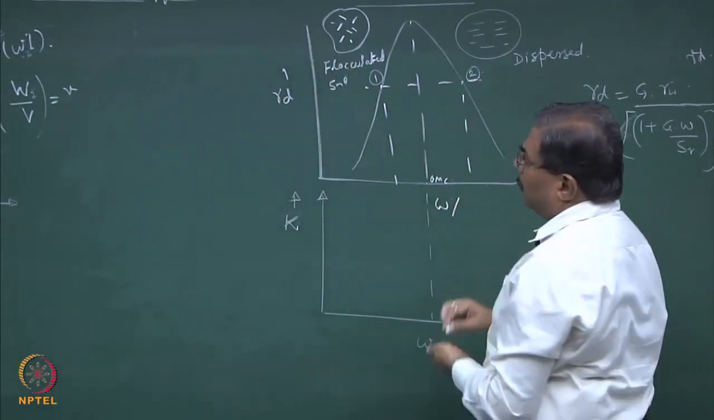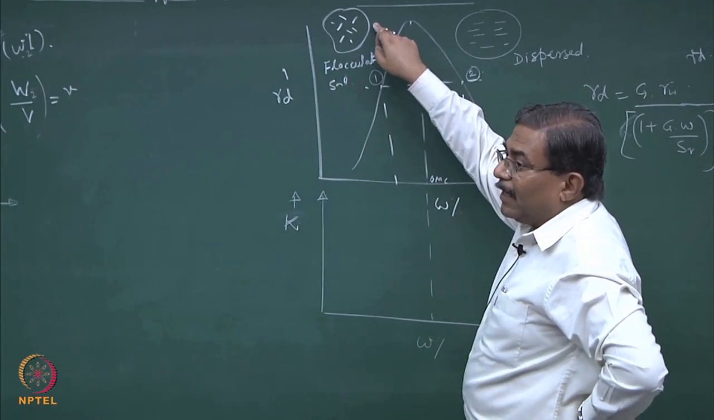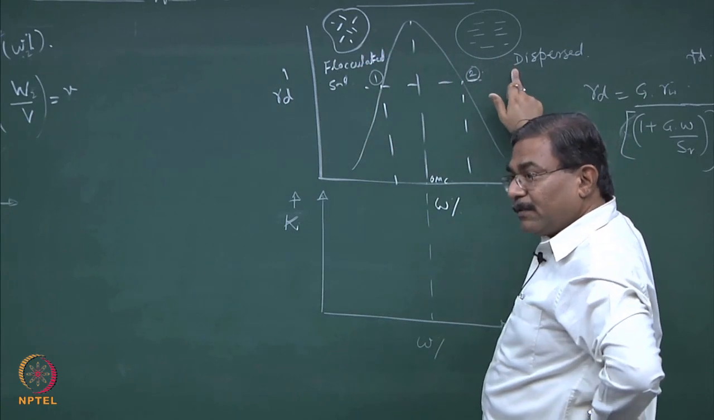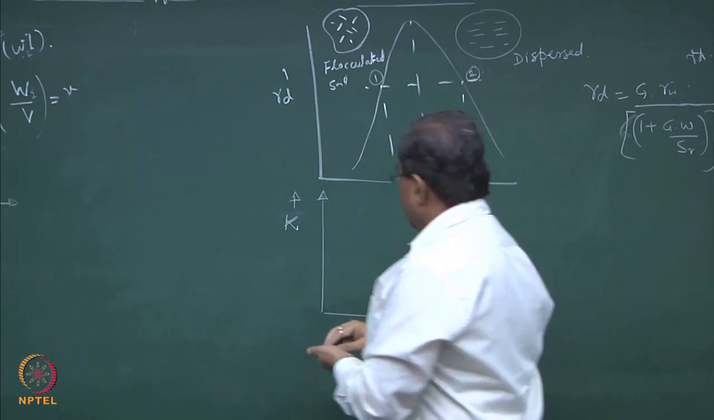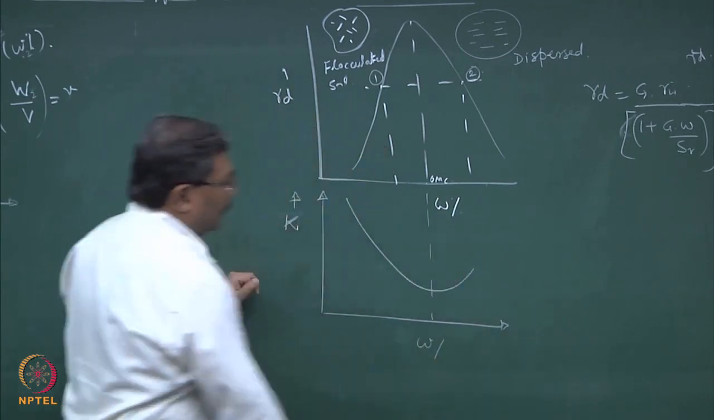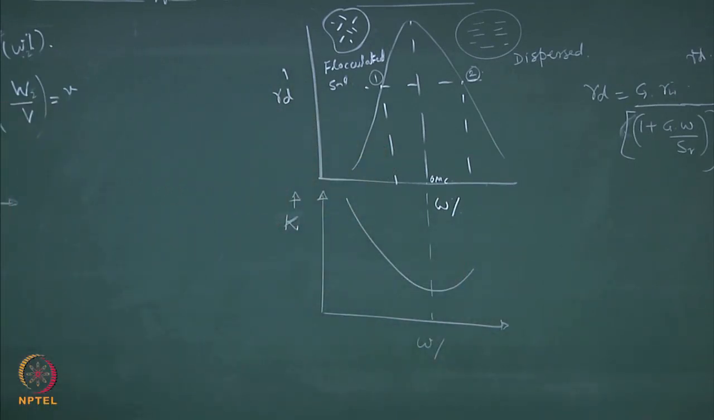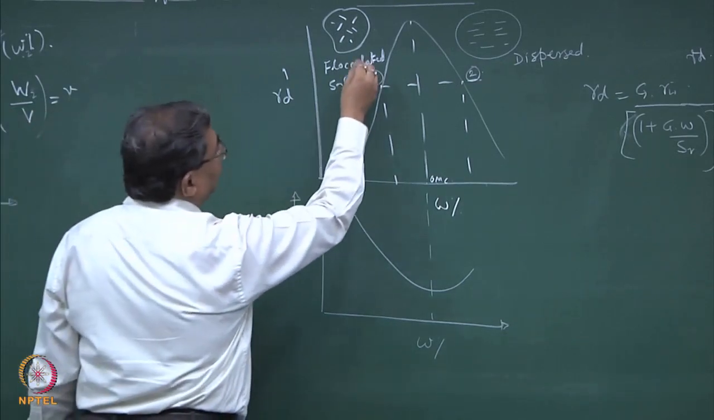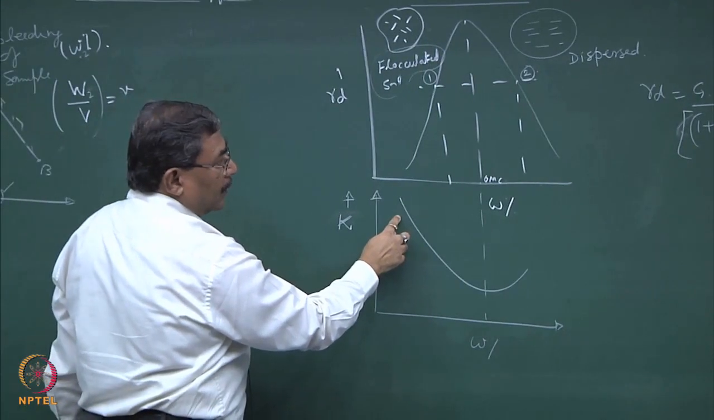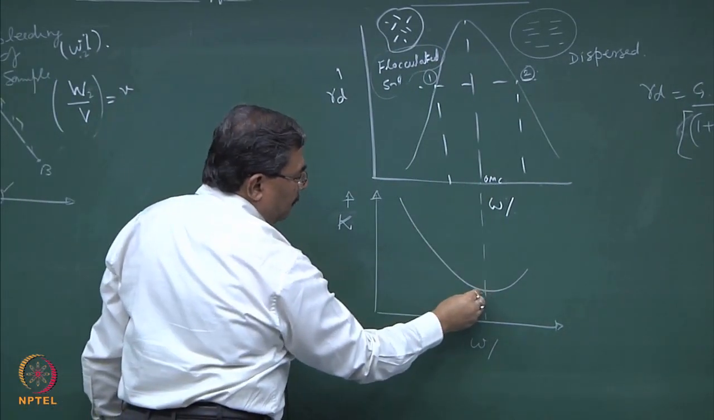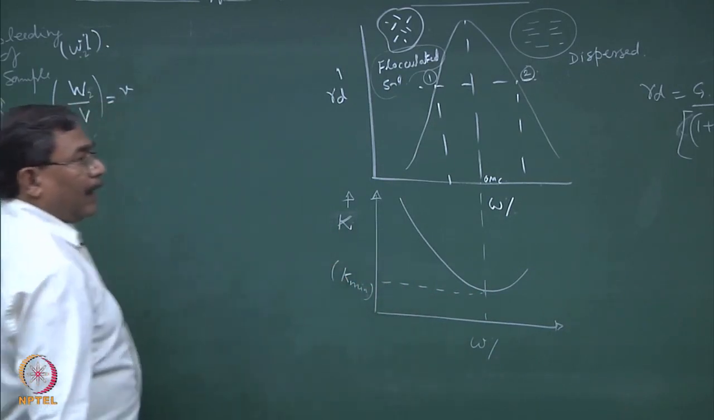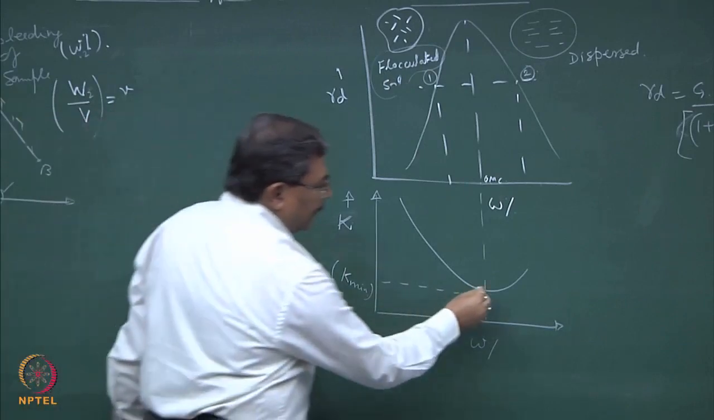You remember when we were talking about the flocculated soil structure, I had used the word that this is going to be more porous as compared to the one which is more dispersed. So, that means the hydraulic conductivity is going to be dropping very significantly, and this is how the curve looks like. So, in the flocculated state of the material, you have high permeabilities. At OMC, this is the minimum, K minimum, and beyond OMC, it picks up a bit.